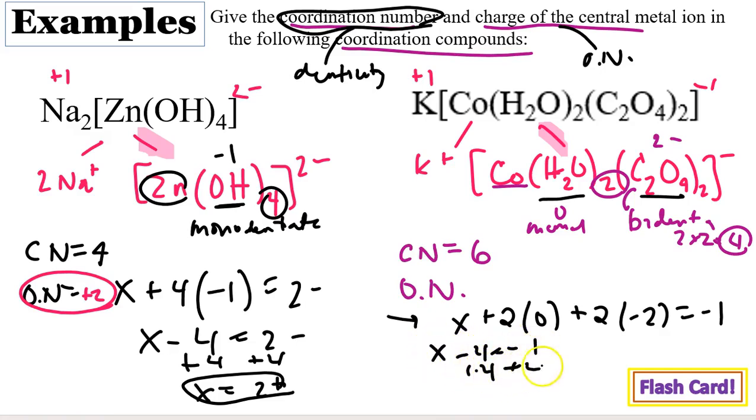Add 4 to both sides. X is equal to +3. So the oxidation number here is going to be +3. This is how you will go about answering these questions. It's all about, again, isolating the complex ion from the counter ion, focusing on the complex ion, and using the ligand information to help you get coordination number and oxidation numbers.